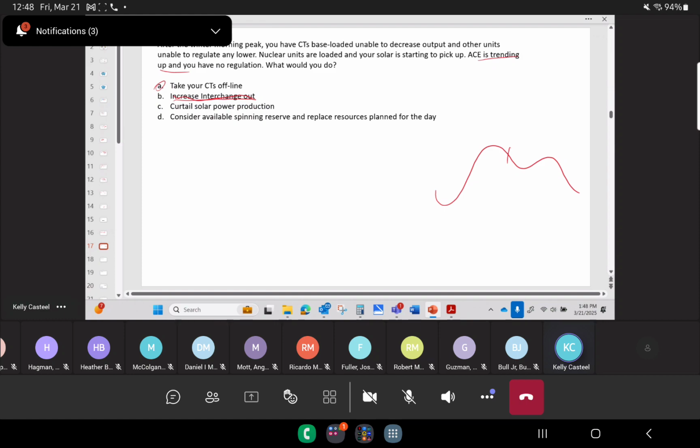Curtail solar. Well, just the way we do things, especially since cost really doesn't come into the equation, when you're looking at how we typically operate the power system, you're going to either take your CTs offline or curtail solar. You're going to take your CTs offline before you would curtail the solar output. That's just the way we operate the power system. Consider available spinning reserves and replace resources planned for the day. That's just a distractor type, which doesn't really come into play on that. Okay.